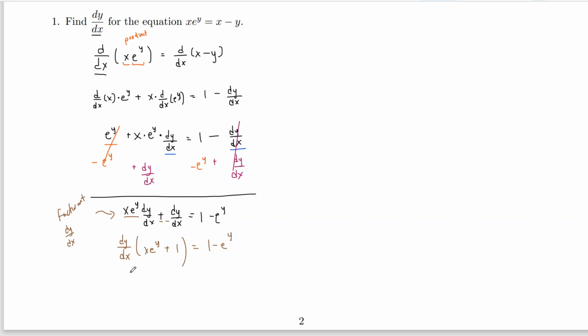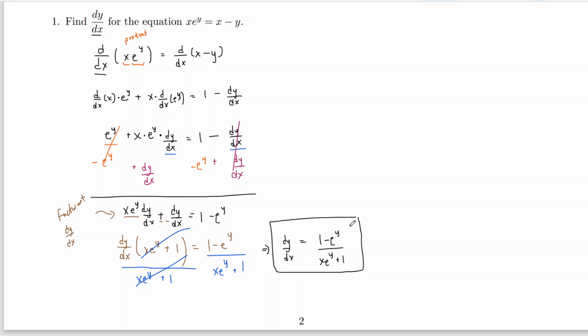But then you can finish solving for dy over dx. Keep in mind, this is dy over dx times this. If we want to get rid of it, we divide by x e to the y plus 1. And we just do that to each side. And we'll have exactly what we want. We have dy over dx by itself. And it equals 1 minus e to the y over x e to the y plus 1. And that's our answer.